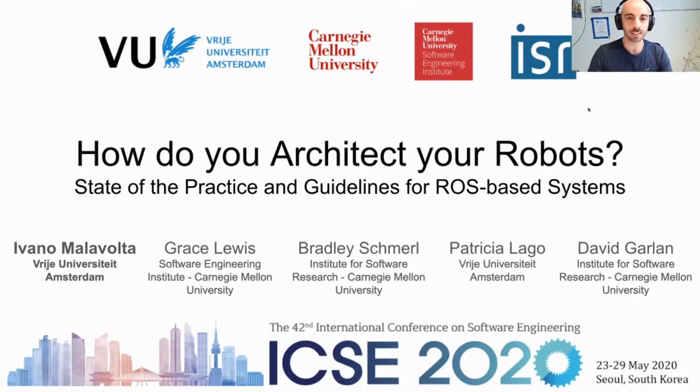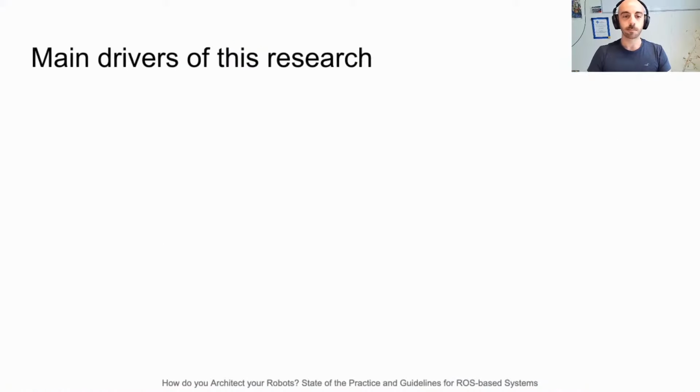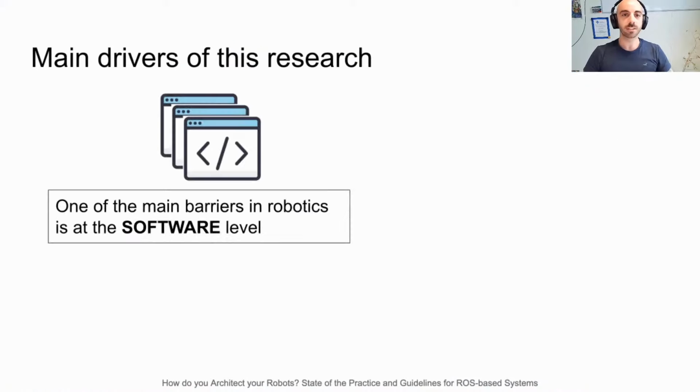Thanks for the introduction. So this work has been carried out in collaboration with the Vrije Universiteit Amsterdam and Carnegie Mellon University. The title of the work is How Do You Architect Your Robots? State of the Practice and Guidelines for ROS-Based Systems. So yeah, it's another work on ROS. The main drivers of this research are basically three.